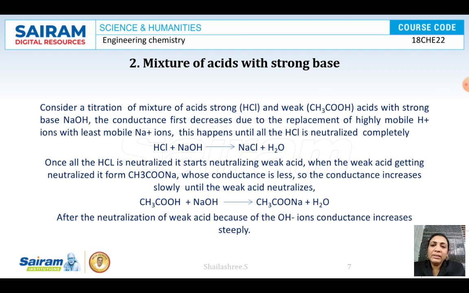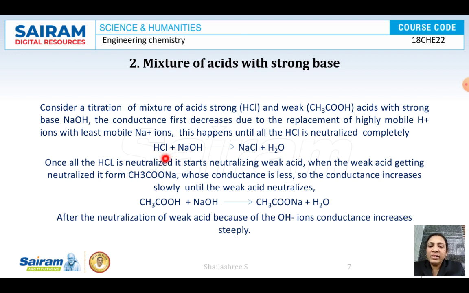So what happens here? In our beaker, we have a mixture of acids, that is strong acid HCl and weak acid acetic acid, that we are titrating against NaOH. Let us see what will happen here. When we are having a mixture of acids and it is titrated with a strong base like NaOH, first the strong acid starts neutralizing.